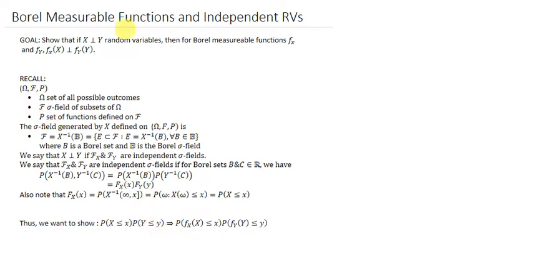We have that this particular setup right here is called a probability space, where omega represents the set of all possible outcomes, script F is the sigma field of subsets of omega, and P is the set function defined on script F. A sigma field is generated by x, defined on this probability space, if it is the inverse of the Borel sets of the real numbers, or the Borel sigma field of the real numbers.